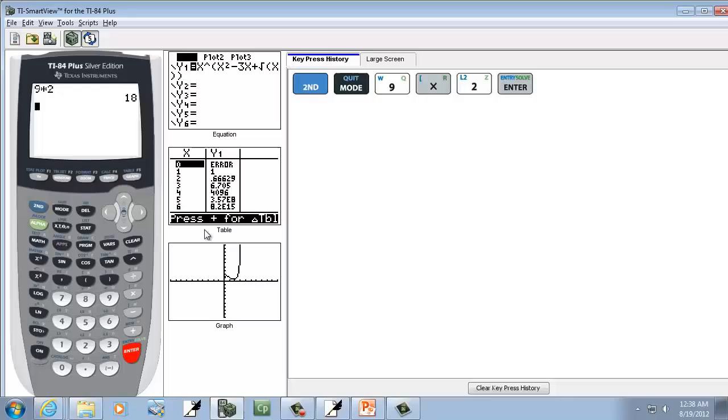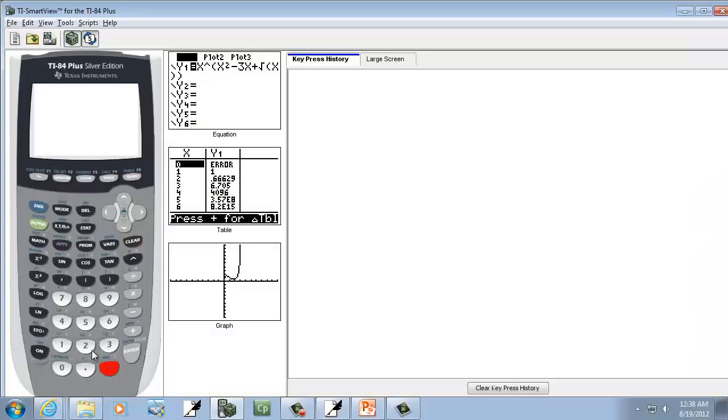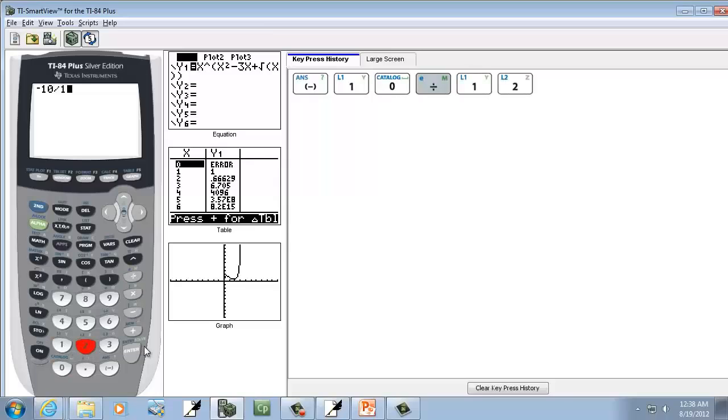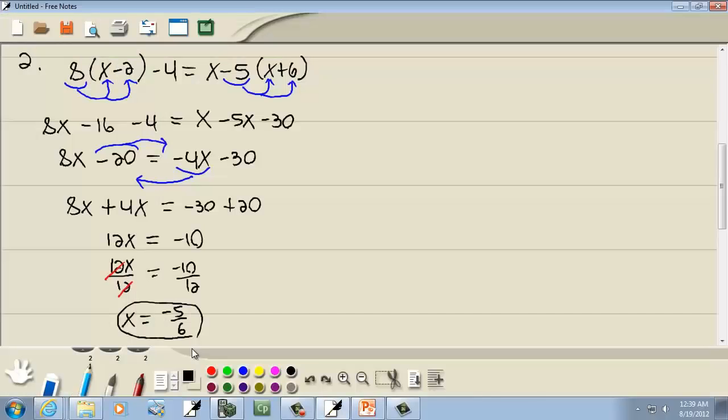Let's say you stink at fractions, and you couldn't simplify a fraction if your life depended upon it. The calculator is really nice in this regard. You want to be out of graph mode if you're in graph mode. We want to reduce negative 10 twelfths. So I do negative 10 divided by 12, Enter. And when you get the decimal, you change it to a fraction by doing Math, Enter. And that'll reduce it to negative 5/6.